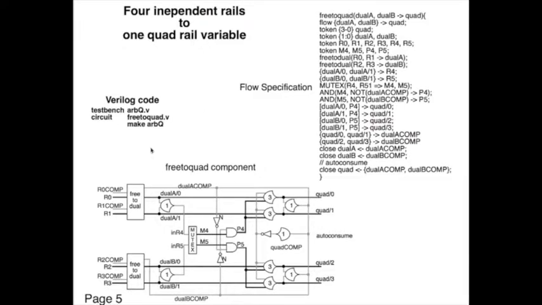The next example is arbitrating 4 independently flowing rails into a single quad rail variable flow. We do this by arbitrating 2 at a time into dual rail. So we arbitrate R0 and R1 into a dual rail, R2 and R3 into a dual rail, and then we arbitrate the completeness of the dual rails to see which one of those is going to flow into the quad rail. So this is the specification code for the simulation for the arbiter, and ARBQ is the simulation program.